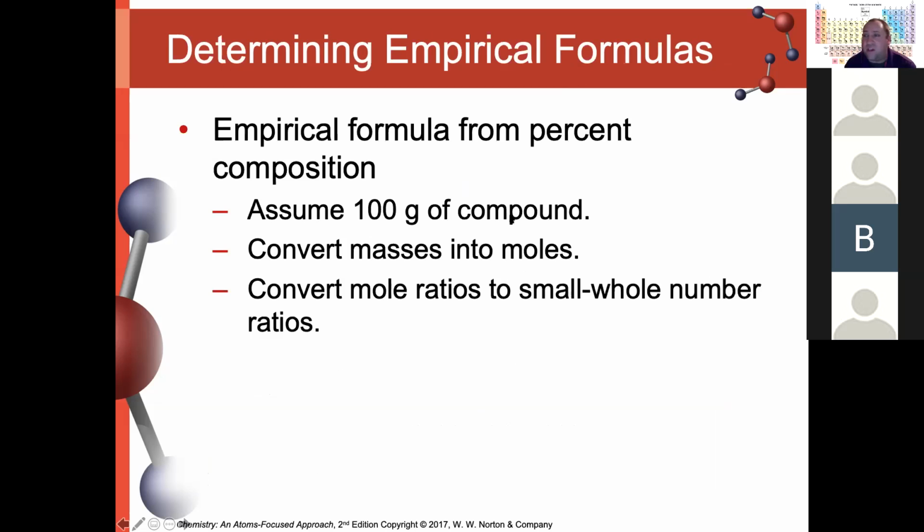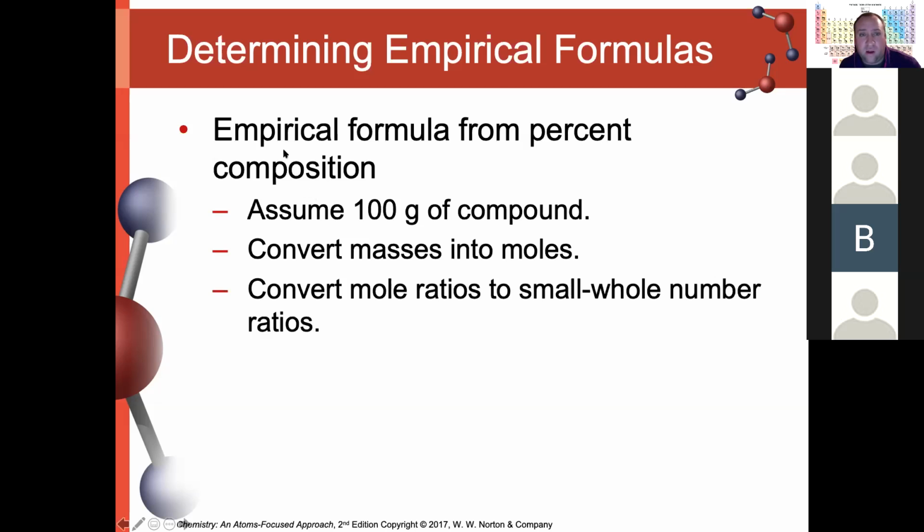Now, a couple of things about empirical formulas. There are a number of ways to get them. One of the ways is by taking percent composition data, like we just saw, and then converting it into moles and converting it into an empirical formula. The other way is using experimental data, where this is what your lab will focus on. You'll use experimental data to figure out how much of each element you have, and then use that information to figure out what the actual substance is.